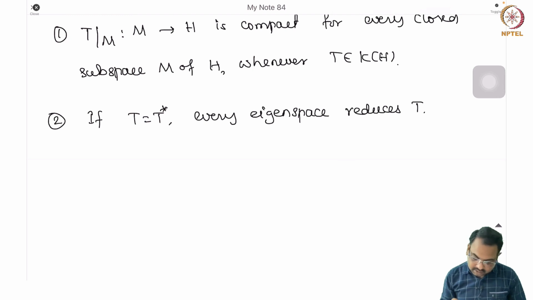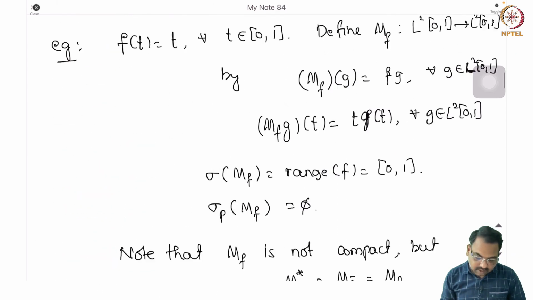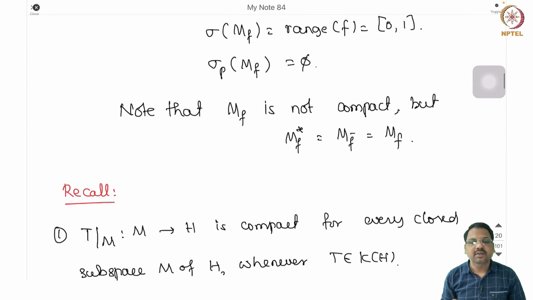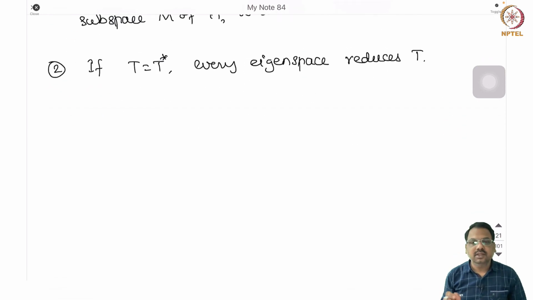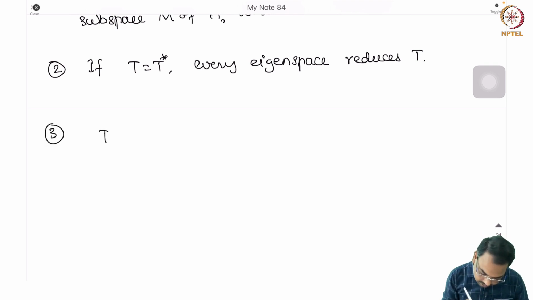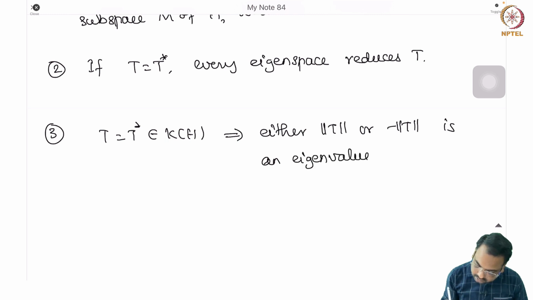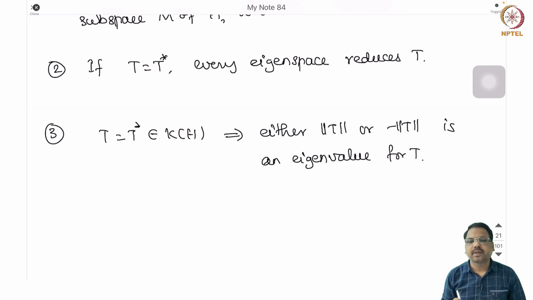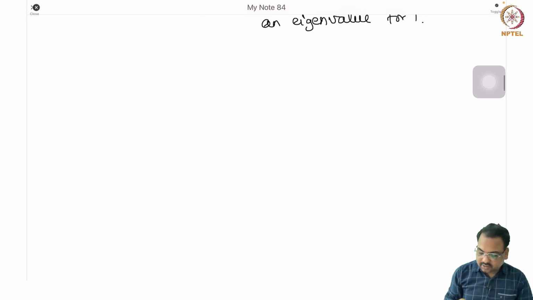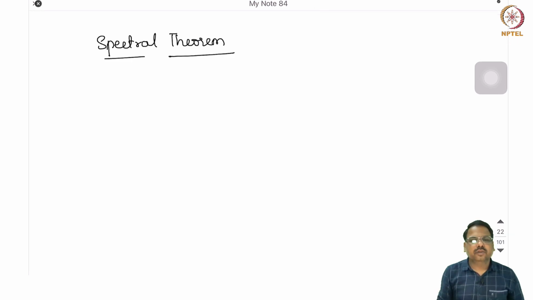And the other result that we need is the lemma that we proved, that either norm T or minus norm T is an eigenvalue. Now using these three results, we can prove the spectral representation theorem. Next we prove the spectral theorem for compact self-adjoint operators.